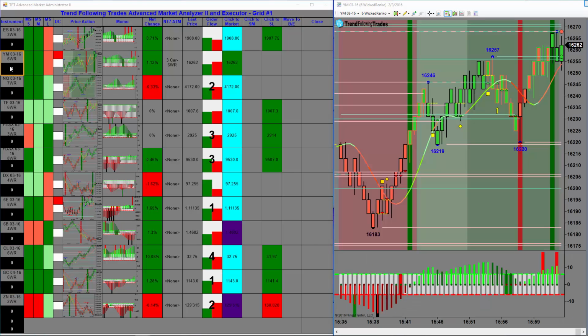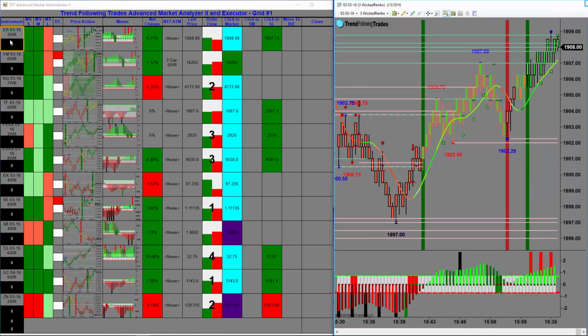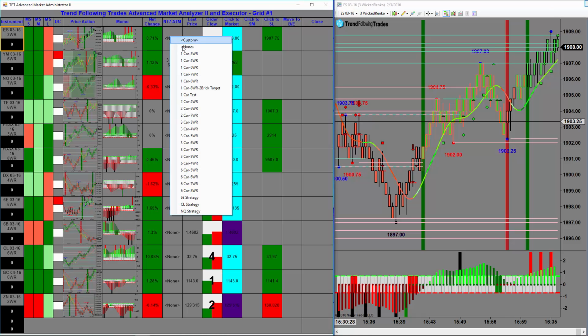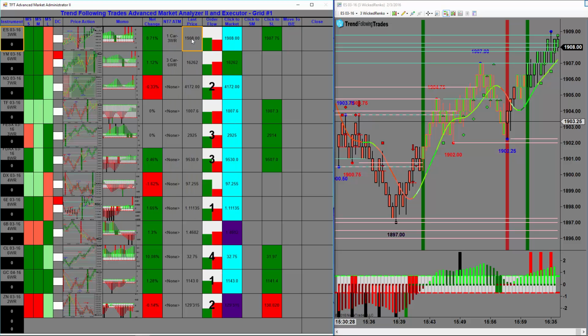So let's just go back up here to the YM or the ES, doesn't matter. And we get into here, last price. If we want to, let's pick one car 3-week Renko. If we left click on last price here, it will put an order 20 ticks below the market, and we can drag it in. If we right click, it'll put an order 20 ticks above the market for a short. Left click is for a long.